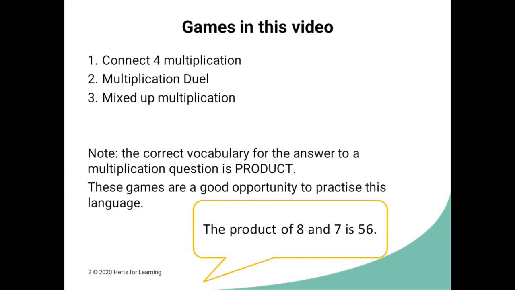challenging. Connect for multiplication is very similar to bingo, but allows you to personalise exactly which facts you want the children to practice. Multiplication duel is very similar to duel, the game that just keeps on giving. And mixed up multiplication is the more challenging game, which allows us to do two digit by one digit multiplication.